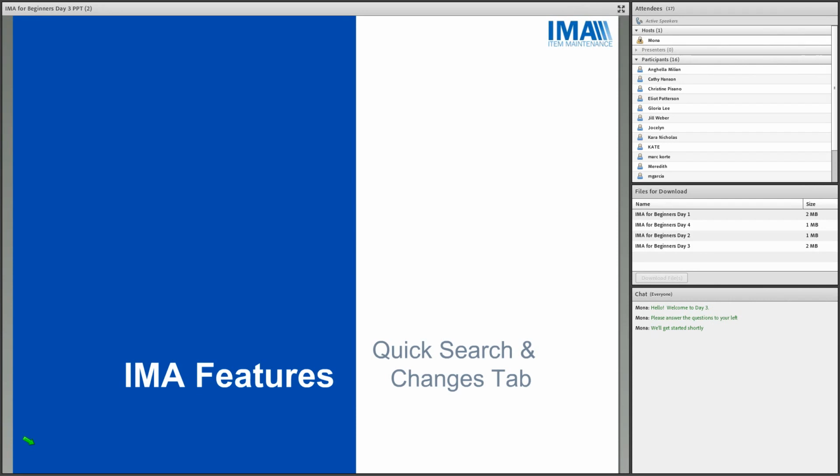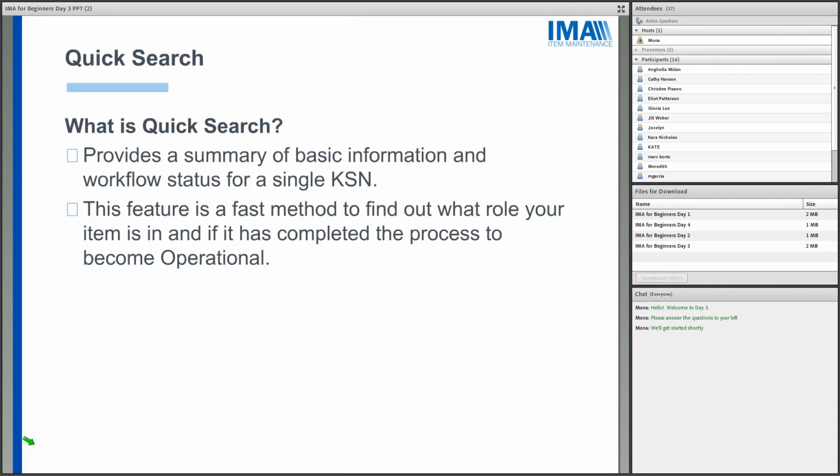All right, so first we're going to be talking about Quick Search and the Changes tab. So what is Quick Search? It provides a summary of basic information and workflow status for a single KSN, and it's basically the fastest method to find out what role your item is in and if it's completed the process to become operational.